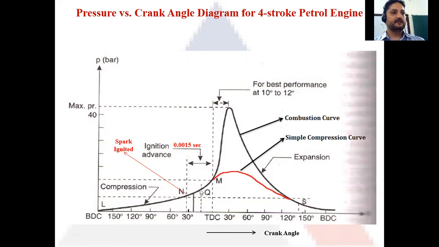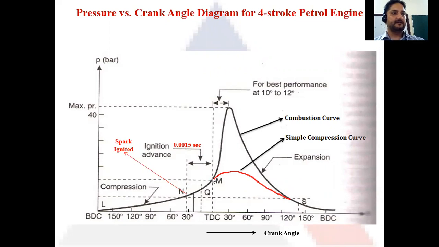From N till M, this is the period of ignition advance or ignition lag. That is the time taken between the spark ignition and the actual combustion start. From N to M, this period is known as the ignition advance or ignition lag, and normally this duration is around 0.0015 seconds. During N till M, you can see that the pressure increase is still taking place gradually.